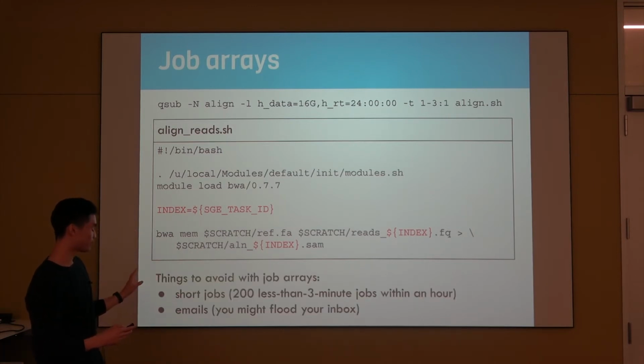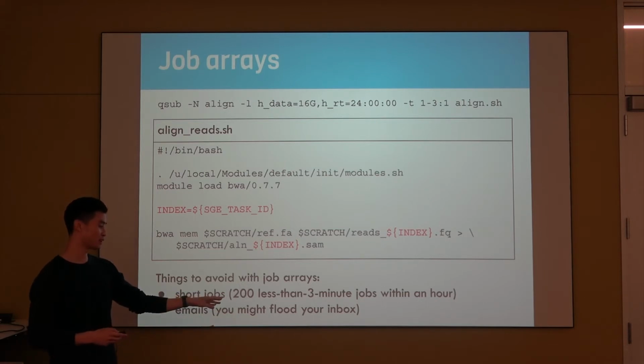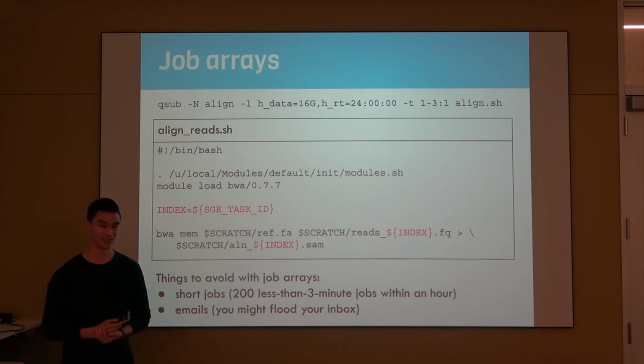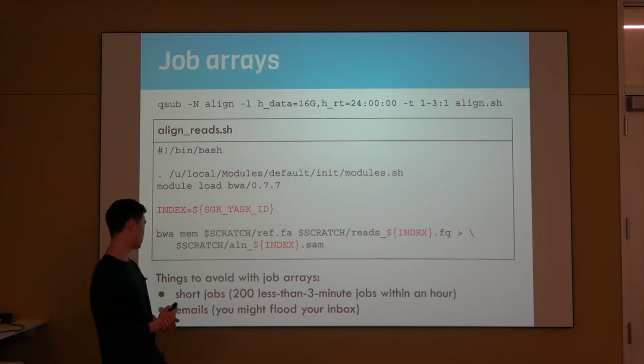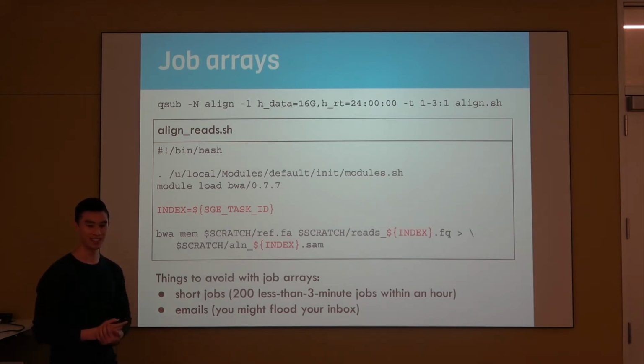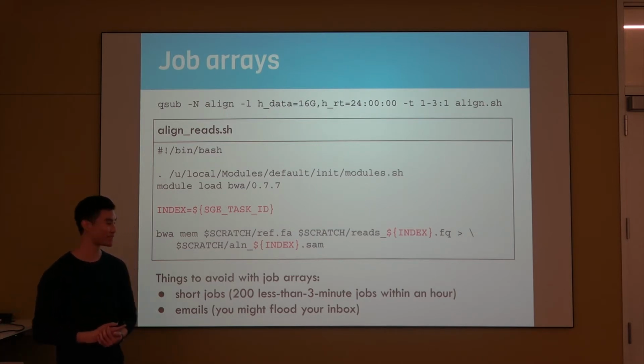And then, some quick things to avoid. Don't do an array for short jobs. Hoffman's official policy is that if you submit 200 jobs that are less than 3 minutes, you get throttled, which means they prevent you from submitting any jobs for 2 hours, which can be a bummer. And then also avoid using the email option with this. I have had someone send me an array job that submitted 10,000 jobs and had an email option on, so I received 10,000 emails. That wasn't very pleasant.